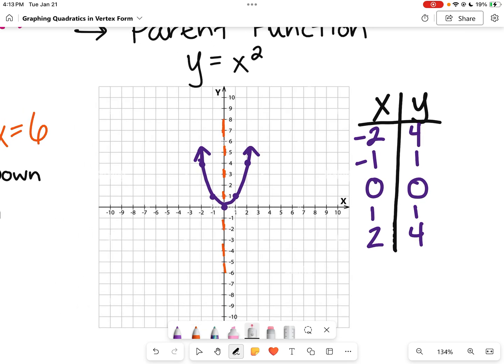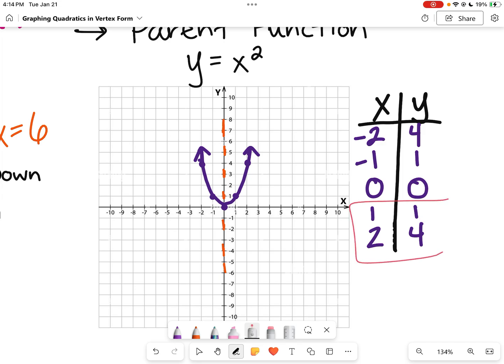Originally, my function here shows me that from my vertex, I end up moving over 1 and up 1, right? Because when I plugged in a 1, I got a 1 out. And then again, from my vertex, I move over 2 and up 4, because when I plugged in a 2, I got a 4 out of it.